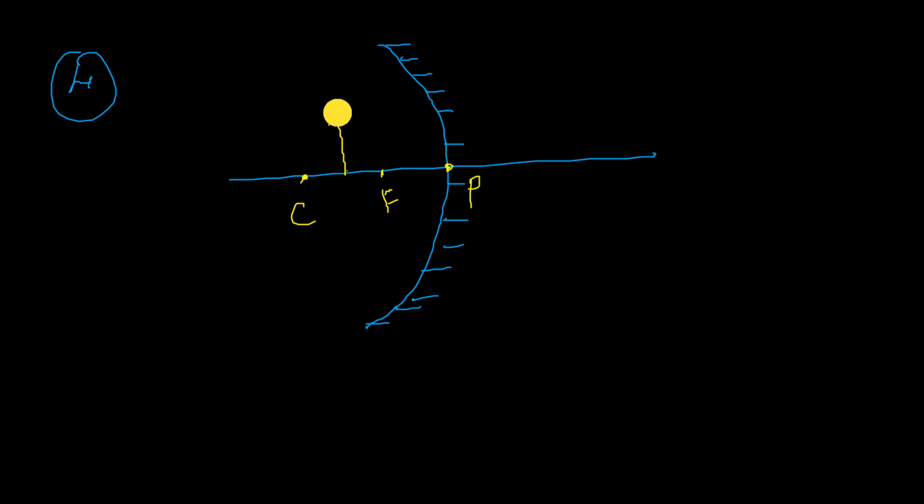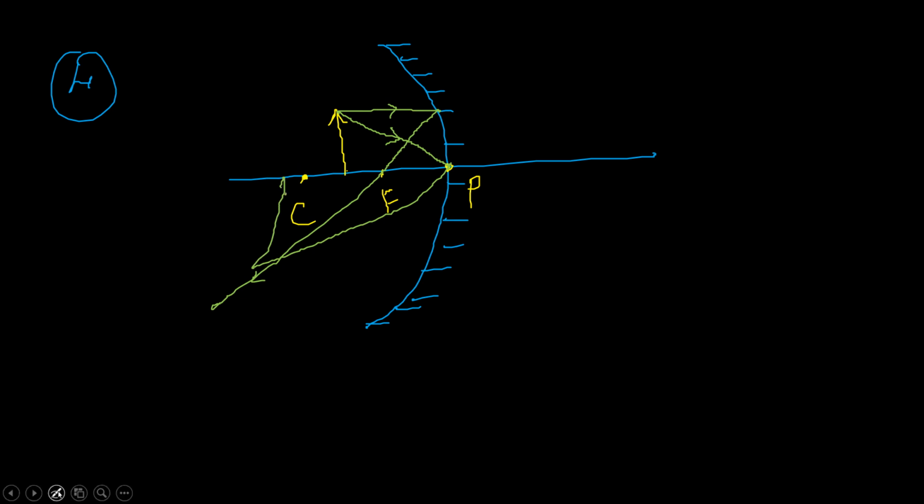One light I am taking like this. After reflection it passes through the focus like here, and one more light I am taking here at the pole. After reflection, those light rays will meet beyond center curvature. So here is the point, so those will meet.